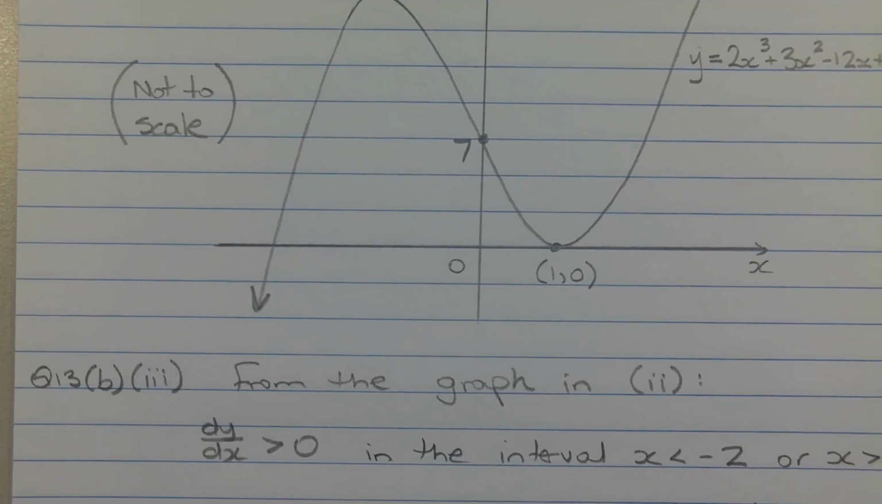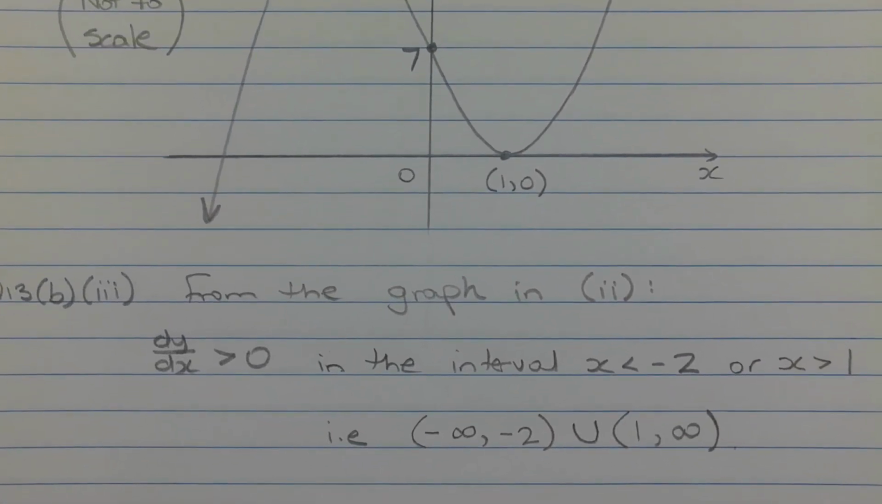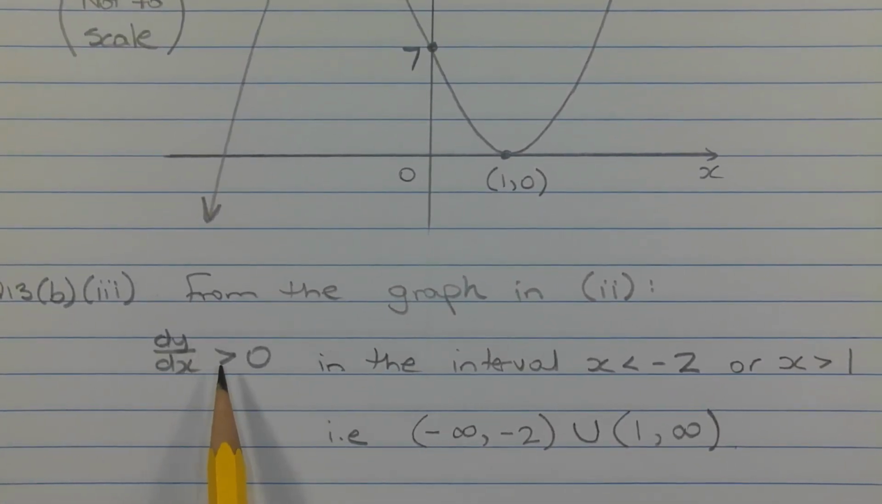So we can summarize that result as such. So we can say that dy dx is going to be greater than 0 in the interval x less than negative 2 or x greater than 1. And we can express that in interval notation as open round bracket negative infinity comma negative 2 close round bracket union open round bracket 1 comma infinity close round bracket.